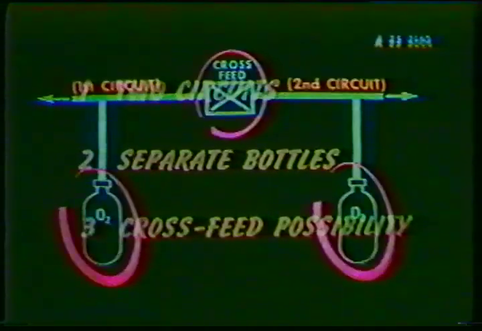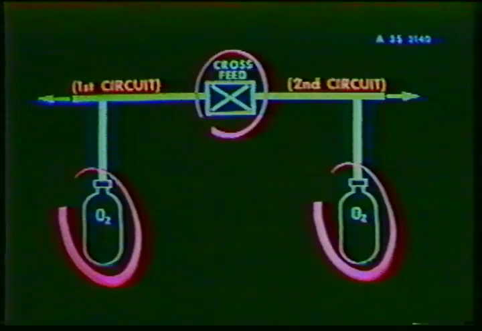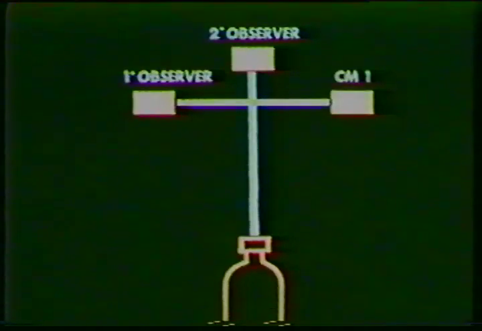The crew oxygen system includes 2 circuits, each circuit supplied by its own oxygen bottle with cross-feed possibilities. One circuit supplies the captain and the first and second observer's oxygen masks, while the second circuit supplies the first and second officer's oxygen masks.